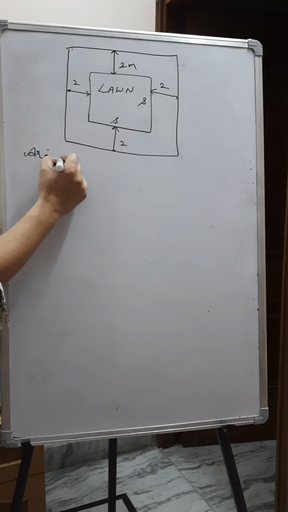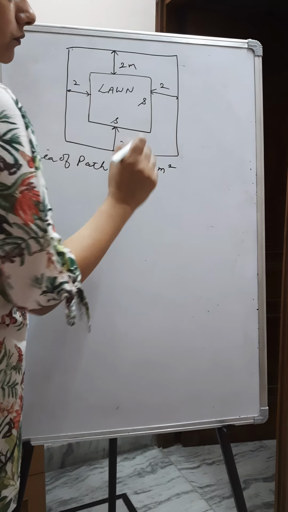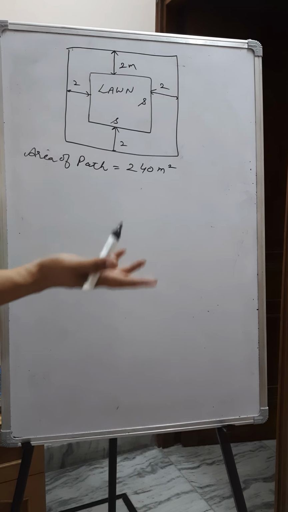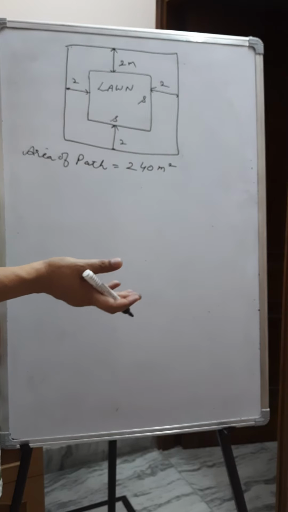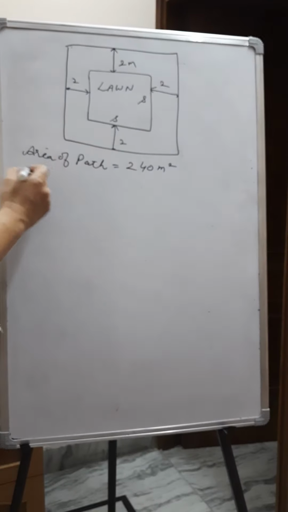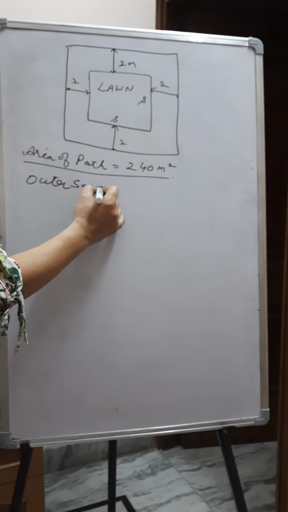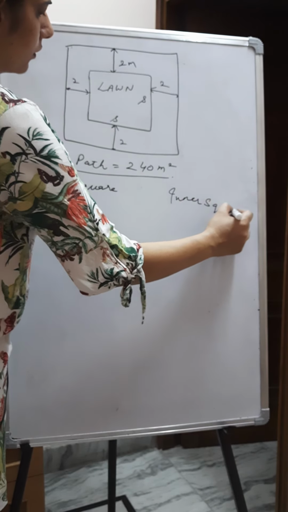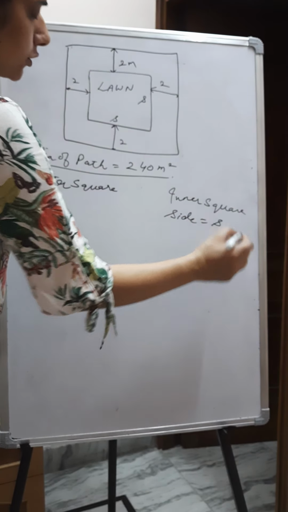Area of path is 240 meter square. For the area of path, we require the inner square and the outer square, right? Inner square side is s, as we have taken, since it is not given.